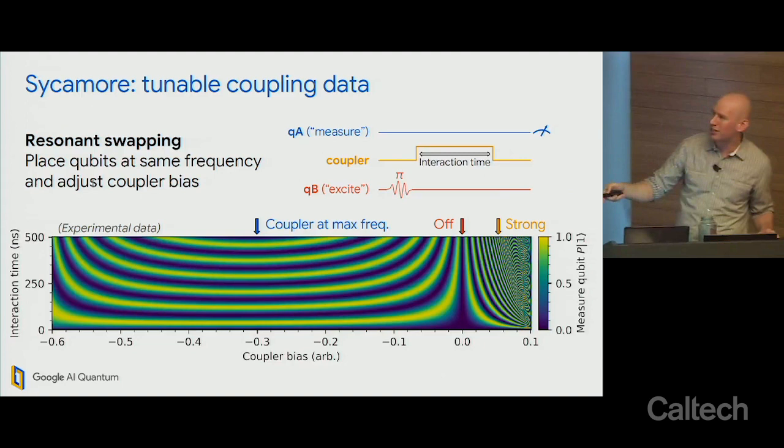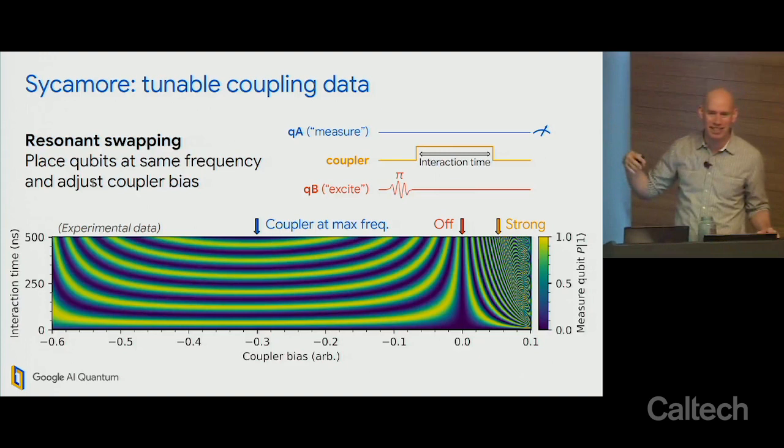And during that time, we're going to try different values for the coupler bias. And that's this horizontal axis. This coupler bias determines the coupler's frequency. What we're looking for is to see if this photon here swaps back and forth between the two qubits. And we can detect that by measuring the other qubit. So if we see the photon over here, that means that it has swapped over. This is what the data looks like.